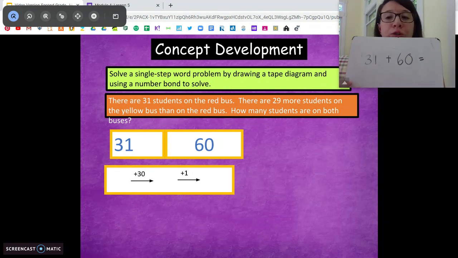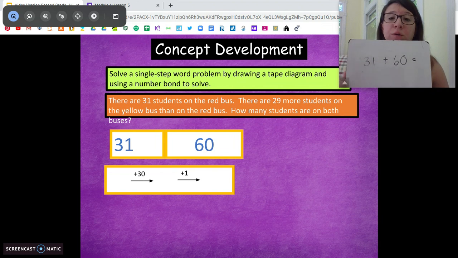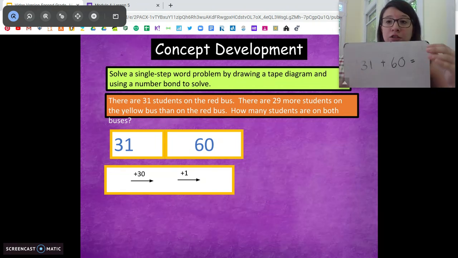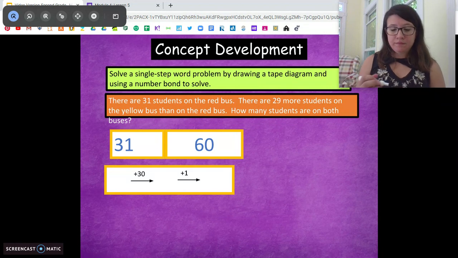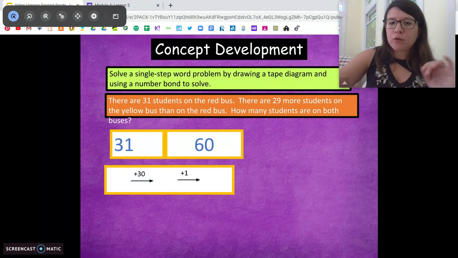Now, I want you to choose with this one. You can either solve the arrow way or the number bond way. Whatever's easier for you, whatever strategy works for you, I want you to pause and solve it one of those ways right now. Okay, I'm going to go over both ways.